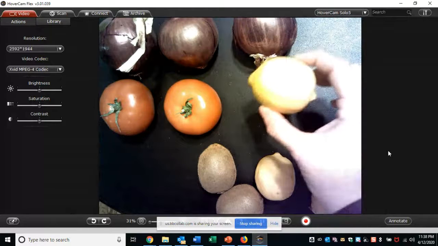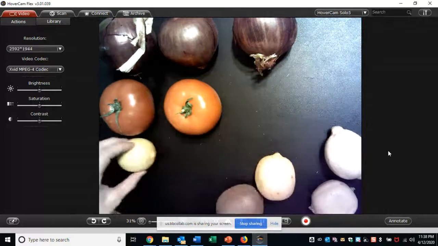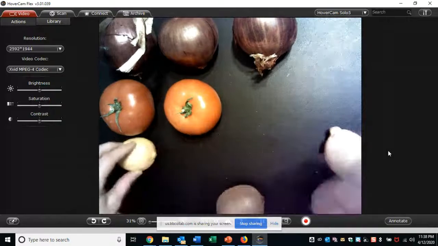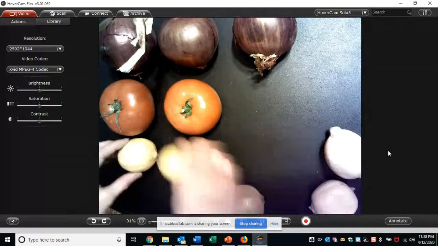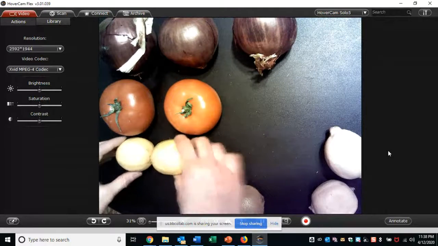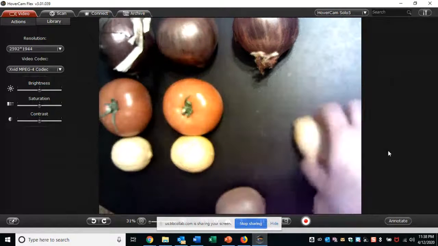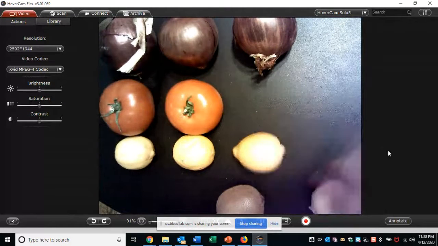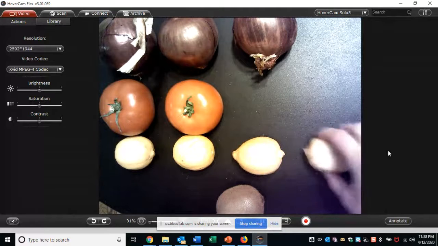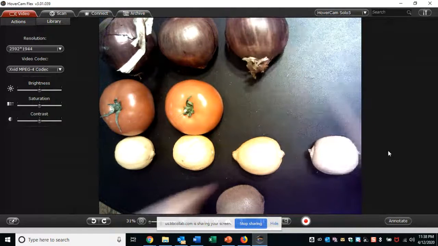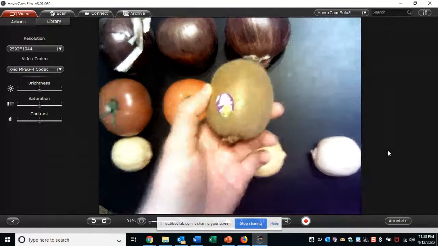Next I have some lemons. I'm going to put those. And see, the lemons are really small, but I don't want to put them right next to each other. I want to make sure it's lined up with the row to it. There's my lemons. And then the last thing I have is kiwis. I have 2 kiwis.